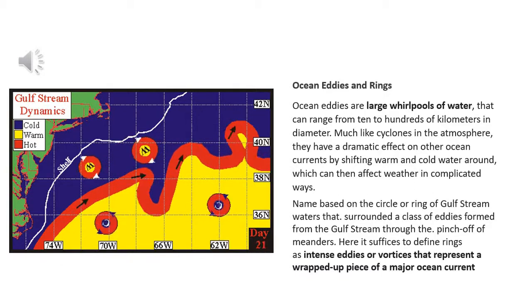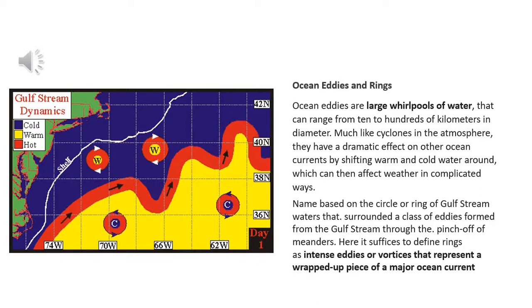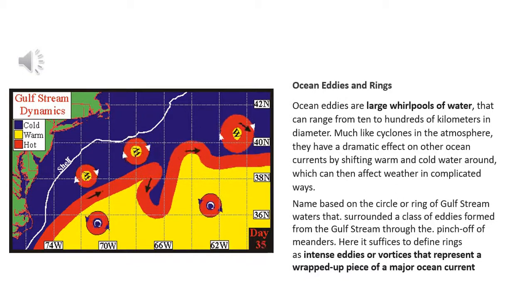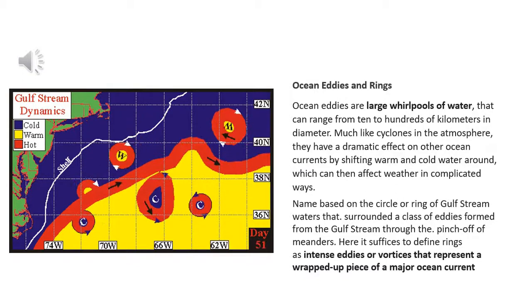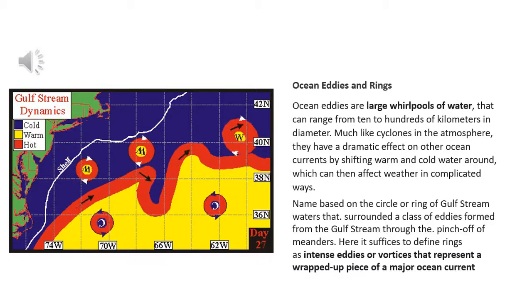Name based on the circle or ring of Gulf Stream waters that surrounded a class of eddies formed from the Gulf Stream through the pinch-off of meanders. Here it suffices to define rings as intense eddies or vortices that represent a wrapped-up piece of a major ocean current.